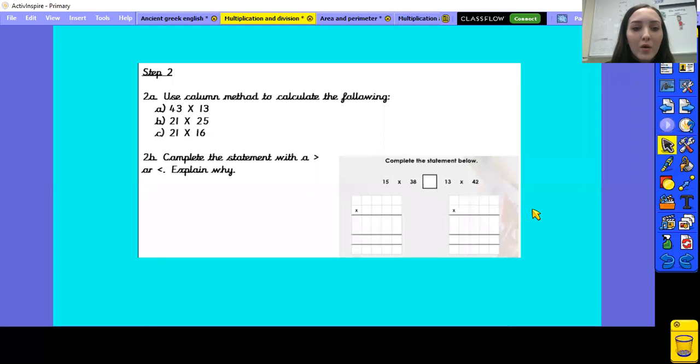Okay, so now that I've modelled how we use column method to multiply two digits together, I want you to have a go in your maths book. So pause the video now and complete step 2 of the worksheet in your maths books.